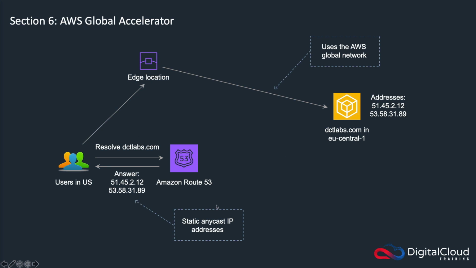And otherwise, this is going to be very much the same. Of course, it will assign some different IP addresses as well. They're automatically assigned when you create the global accelerator. So let's head over to the console and build this out.